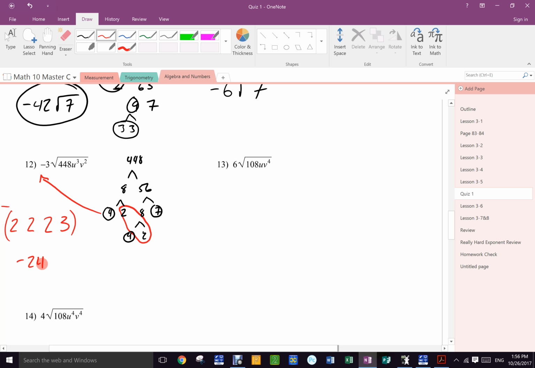Can everybody get that far? What did we leave under there? A 7, yes? Everybody cool? Okay, now, what does u^3 v^2 really mean? That means I have 3 u's, yes? And how many v's? 2. What size of group am I looking for? Groups of 2. Are there 2 v's there?